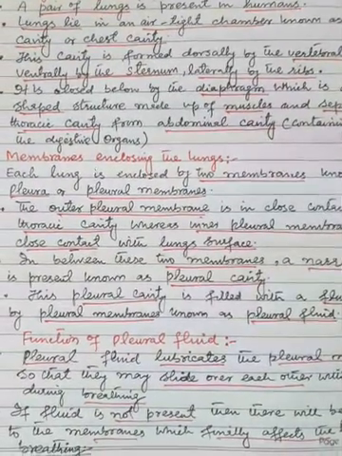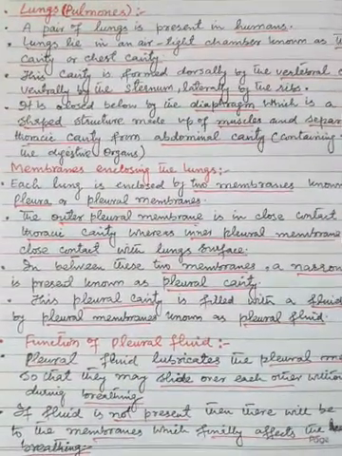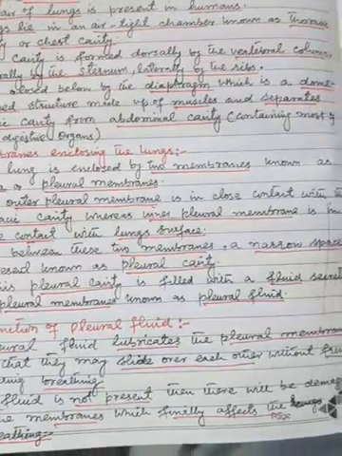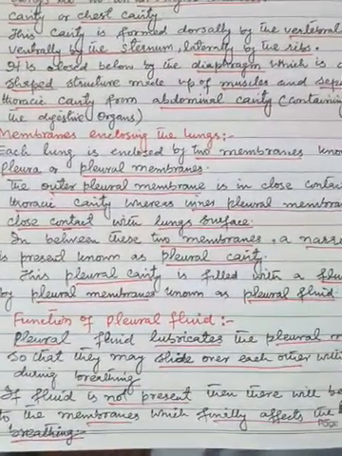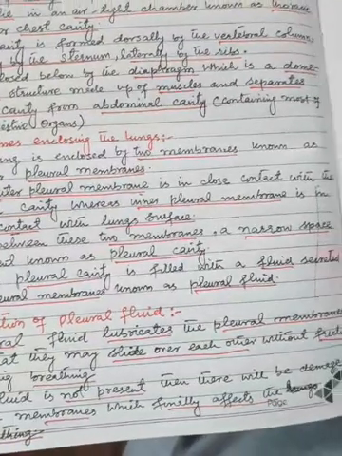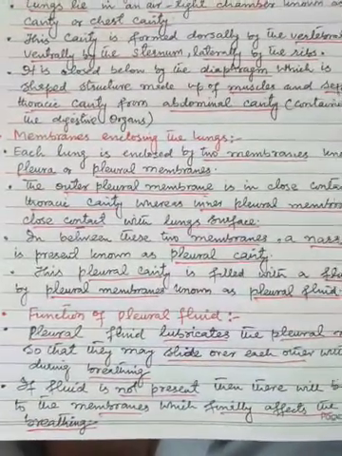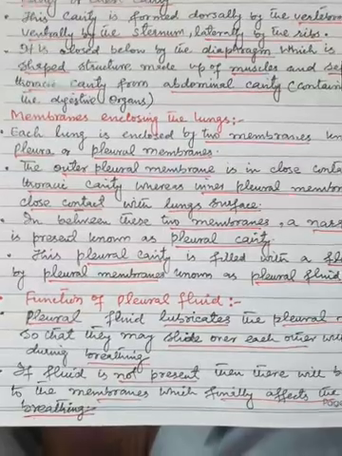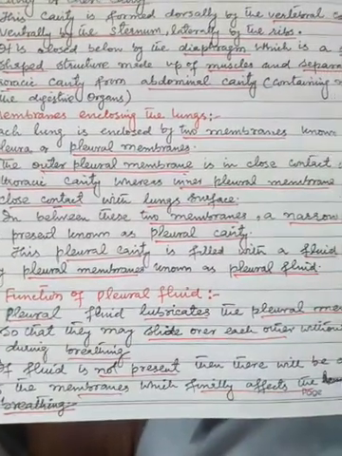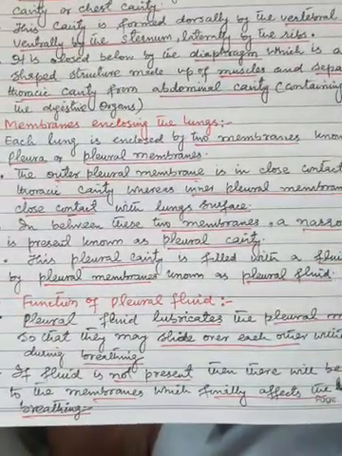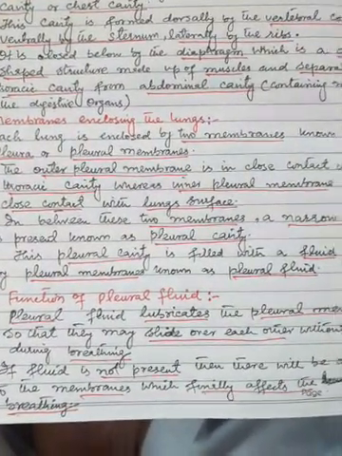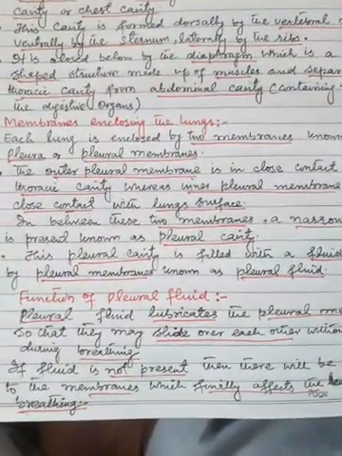Now, the functions of pleural fluid. Pleural fluid lubricates the pleural membranes so that they may slide over each other without friction during breathing. If fluid is not present, then there will be damage to the membranes, which finally affects the breathing.